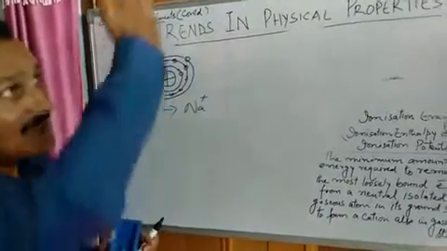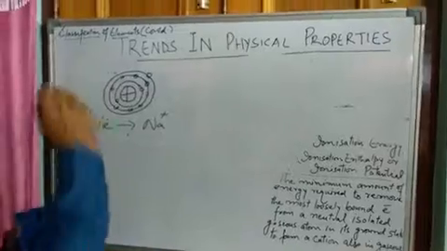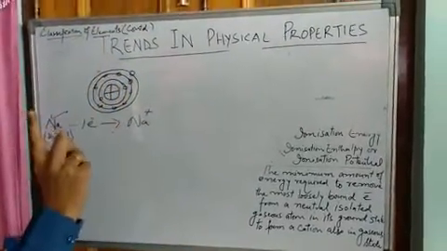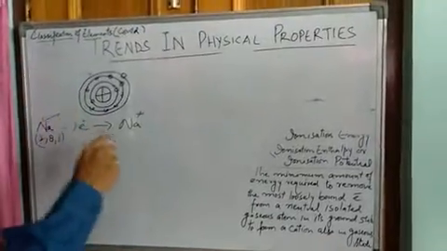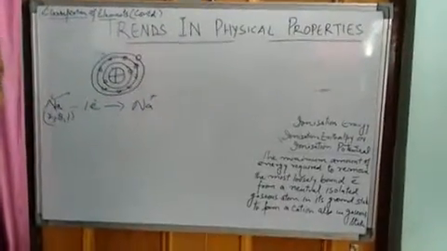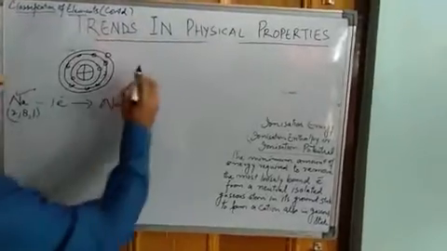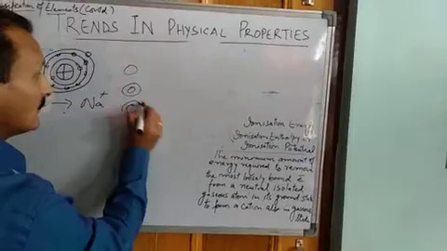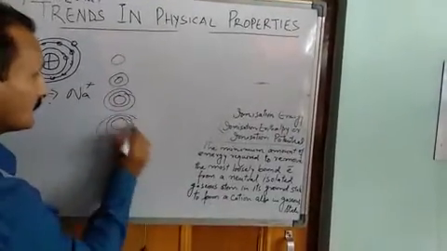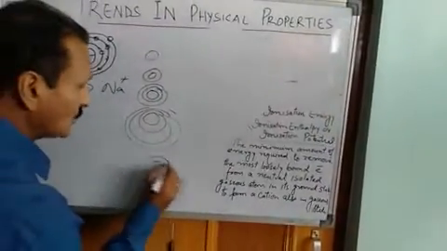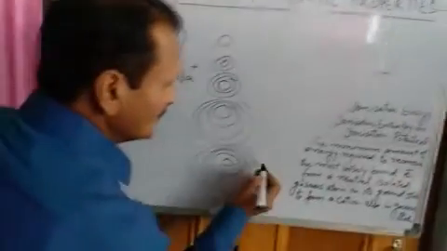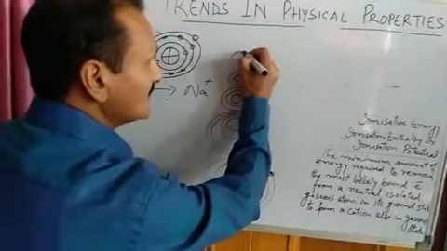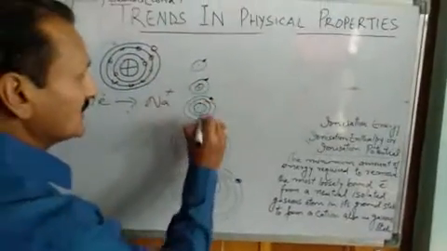shell. But in a group, suppose we move in the first group, we will find that the first element has one shell, second has two shells, third has three shells, and so on, and finally I have 7 shells. For example, 1 shell, 2 shells, 3 shells, 4 shells, 5 shells, and so on. Now see what happens to this. This is valence electron, this is valence electron, this is valence electron, this is valence electron, and this is valence electron. This is nucleus in the center.